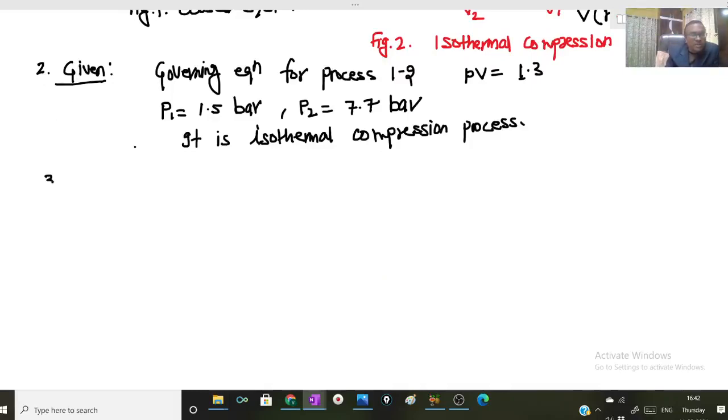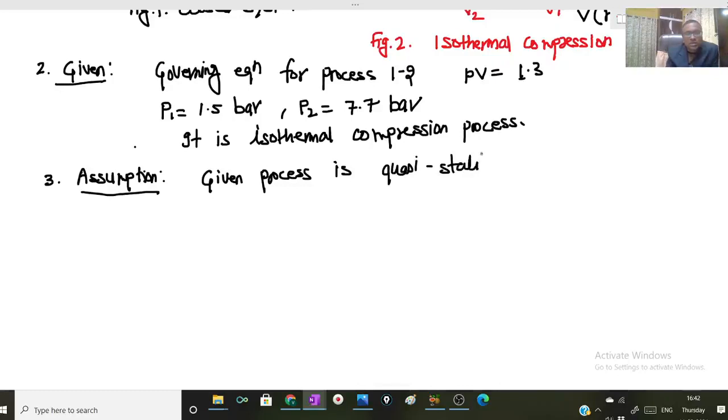Point number 3, or step number 3, is assumption. So I can assume the given process is quasi-static or reversible process.